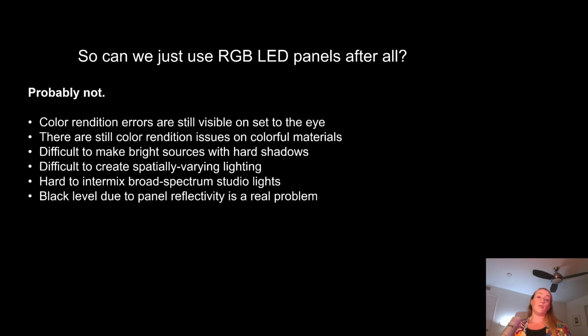There are still color rendition errors that are visible on set to the eye. There are still color rendition errors in camera for certain colored materials, materials with specific reflectance spectra. It's also challenging to make bright light sources inside virtual production stages that have hard shadows. And it's also difficult to make spatially varying lighting. Also, cinematographers are often looking to intermix virtual production with broad spectrum studio lighting, which leads to its own unique set of difficulties. And then finally, the black level challenges due to panel reflectivity are a real problem that needs to be addressed.